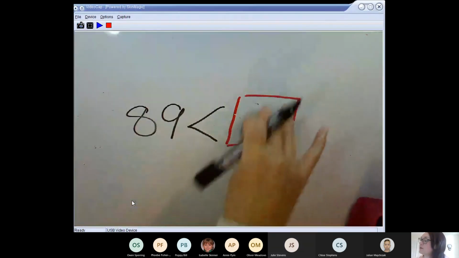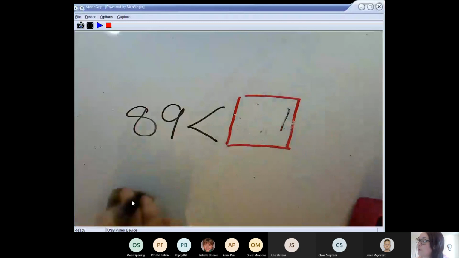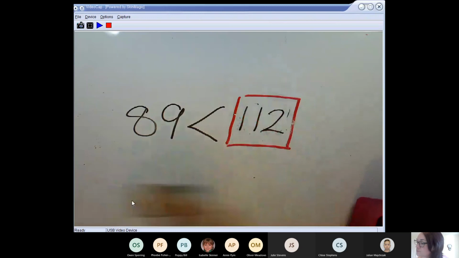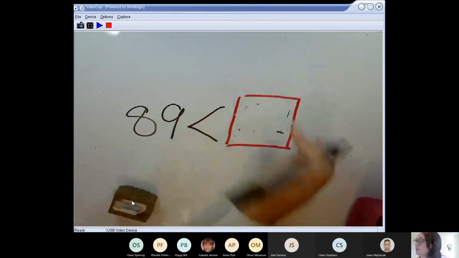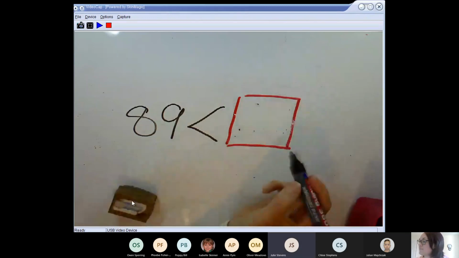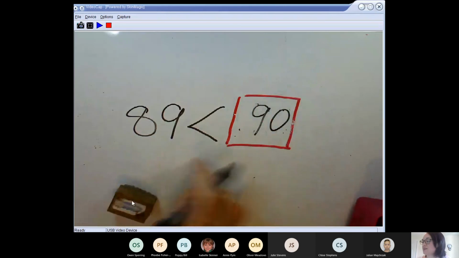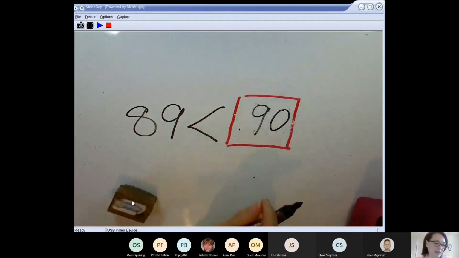112. 1 for my 100, and then the number 12, 112. 99, yeah, 99 we've had already. Sorry, 90. 90 is indeed correct. 89 is less than 90, only by 1, but it is. 2 more. 91. Ooh.